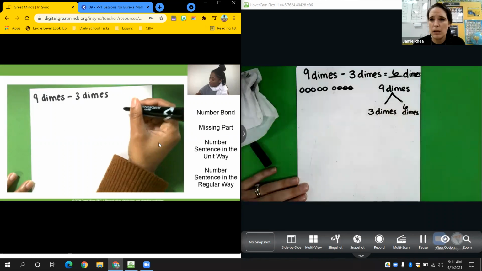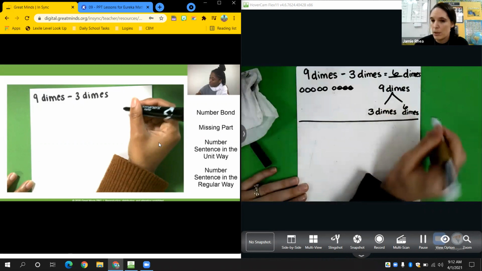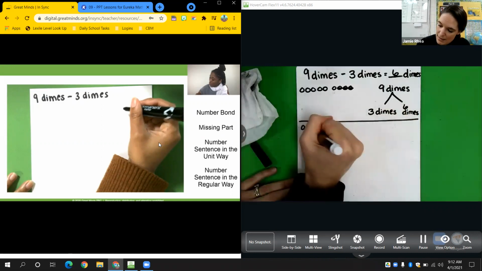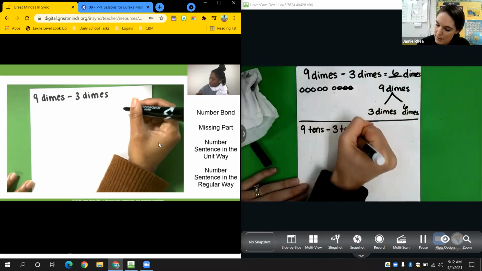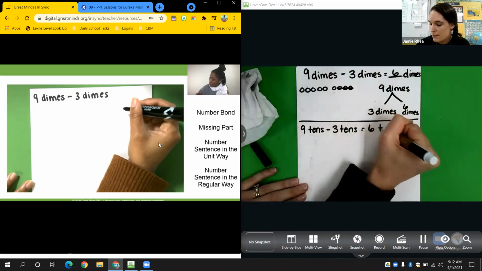If you don't have this part, you can pause and catch up. If you're ready, let's keep going, because now we have to write it the unit way. So let's change it to tens. So we have 9 tens minus 3 tens equals 6 tens.